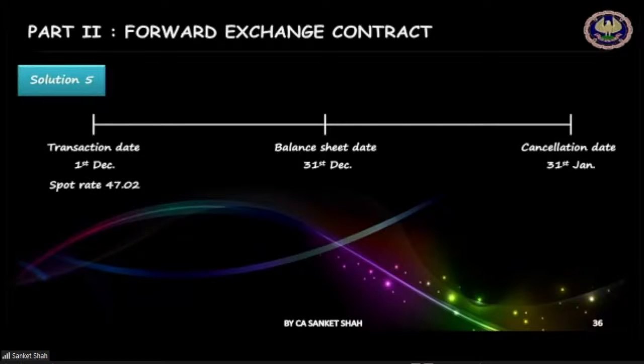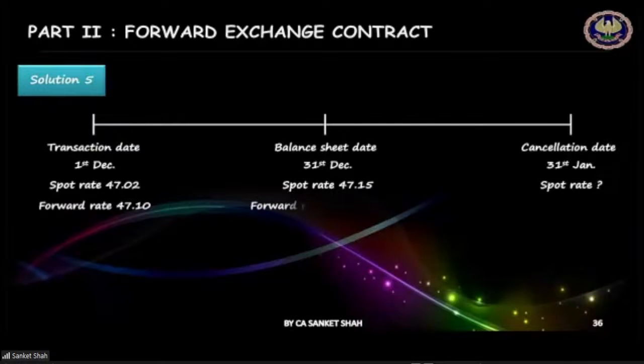What is the spot rate? 47.02. You are aware of the spot rate. What is the spot rate on 31st of December? It is 47.15. And what is the spot rate on the cancellation date? Not given. Therefore, it has a question mark. What is the forward rate? Forward rate is 47.10.